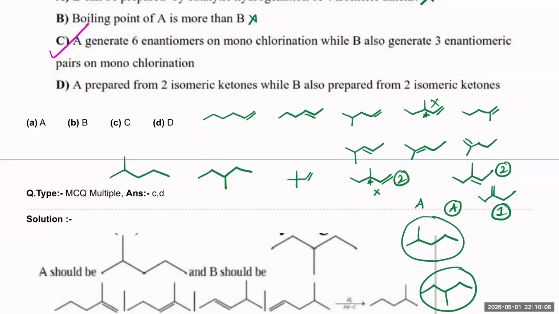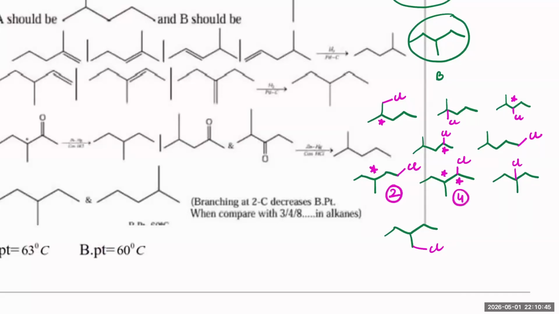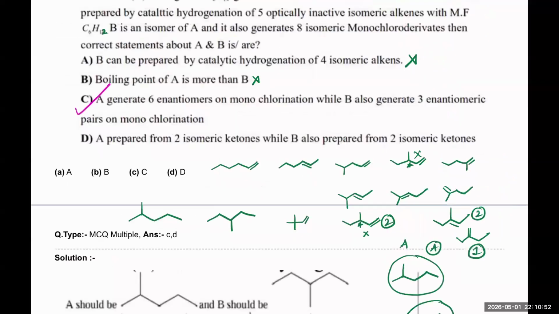Next, the first statement is correct. The second statement: B also generates 3 enantiomeric pairs. So let me see the B part here. This is the one. See, we have chlorine here, chlorine here, chlorine here, and chlorine here. Out of this, this one is a chiral center, so it can have 2 enantiomers. Here there are 2 chiral centers, so that will make it 4, I mean, a total of 4 compounds, and that's it. So again, this is giving 3 enantiomeric pairs, which is also true.